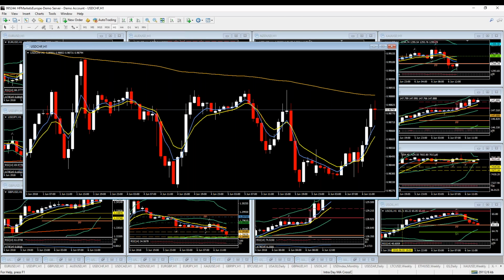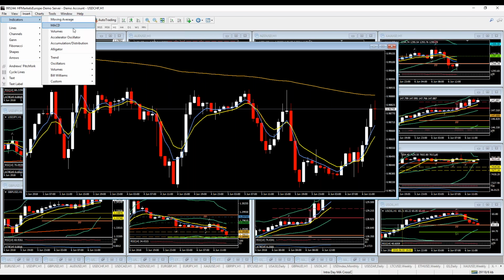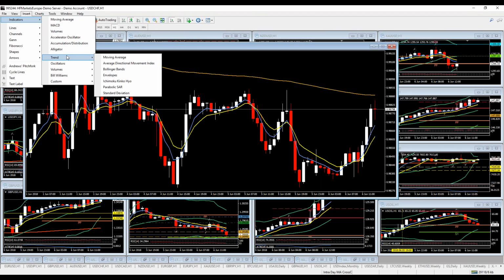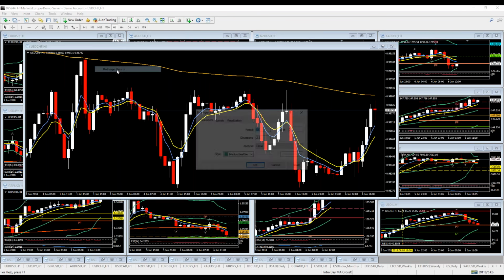So what do we want? We want the next one. We need our Bollinger Band. We need our 20 period moving average on that. So insert indicators, and moving average is also a trend. So you can go down to trend. These ones here will default to the ones you use the most often sometimes. So that's why moving average is up there. But moving average is also a trend. So trend, moving average, we want the Bollinger Band.